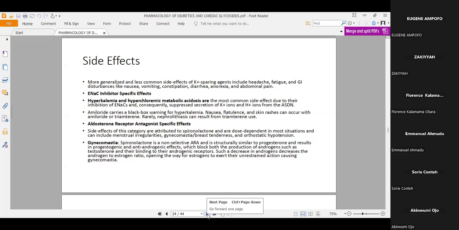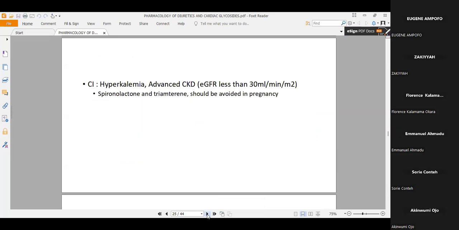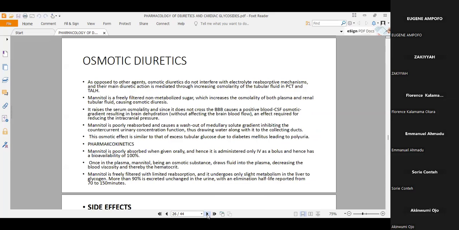It can also cause orthostatic hypotension. So I've mentioned this earlier, it's contraindicated in patients with hyperkalemia and advanced renal impairments. Spironolactone and triamterene should be avoided in pregnancy because they belong to category C. So the next is the osmotic diuretics.